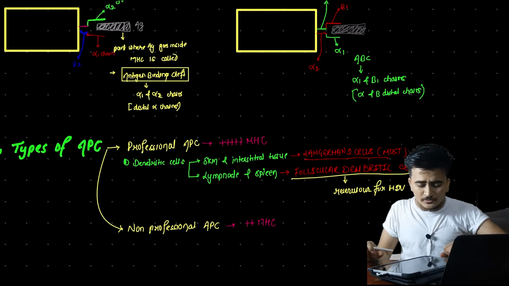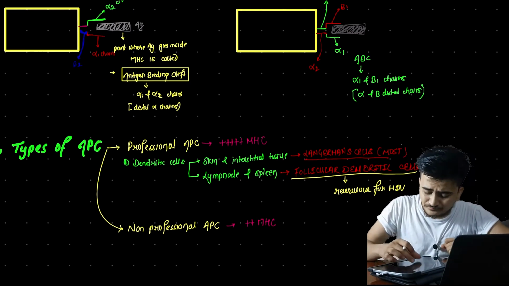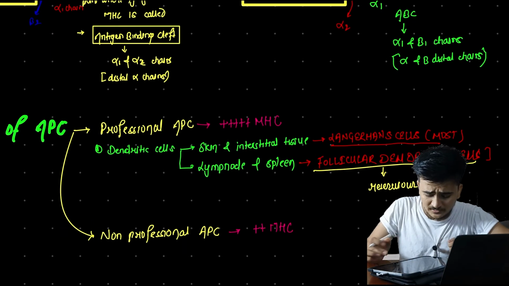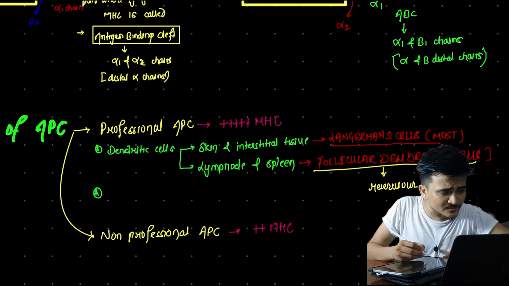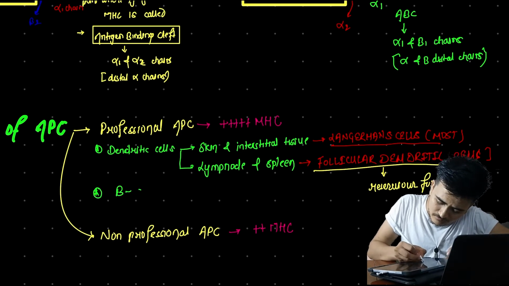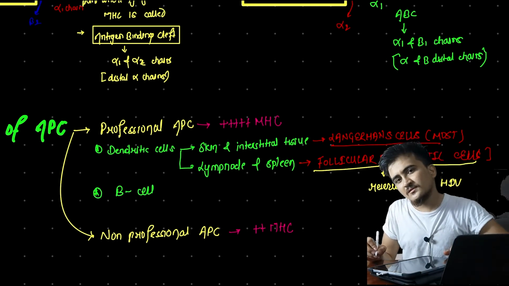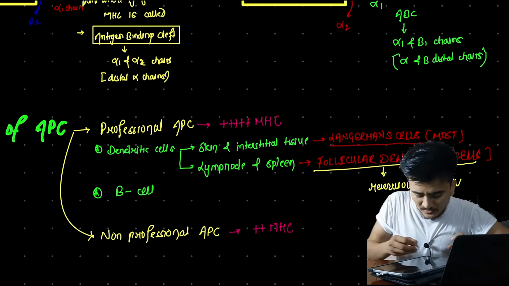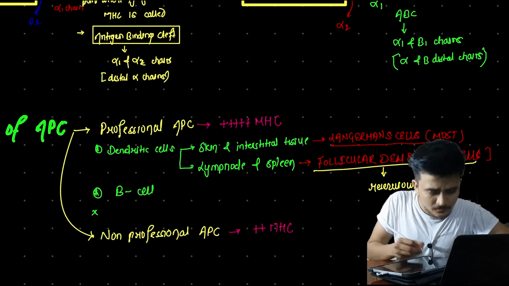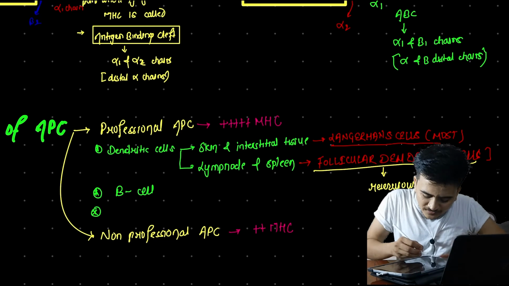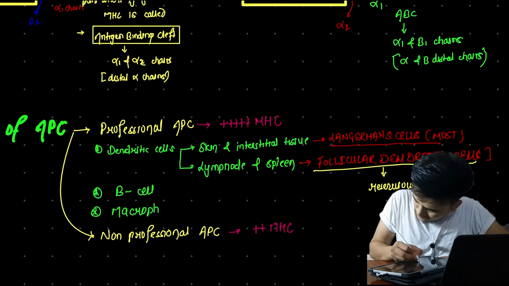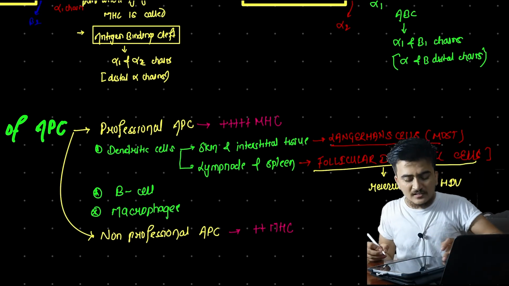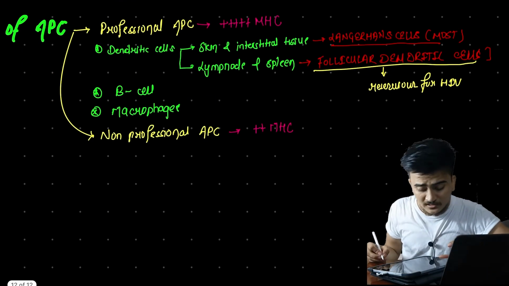That's all. We have talked about professional APCs, about dendritic cells, and similarly under professional APCs there comes the B cell. We have talked about B cells separately in one lecture, and talking about professional APCs, we should not forget to mention macrophages. These were all about professional APCs.